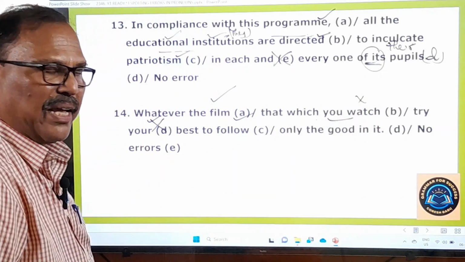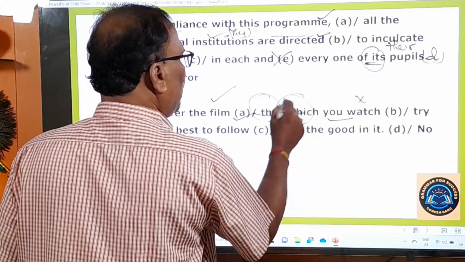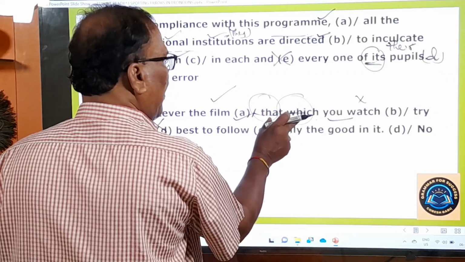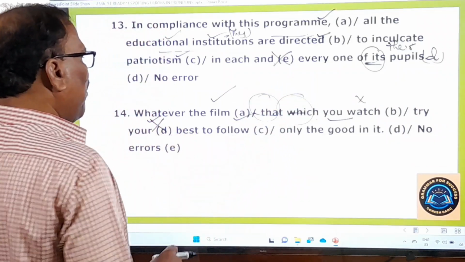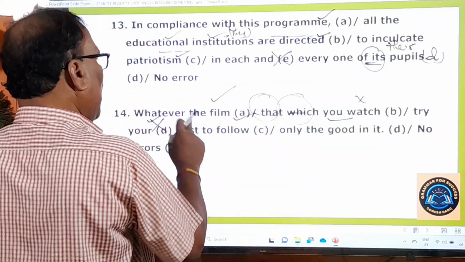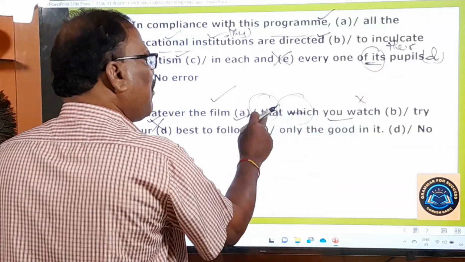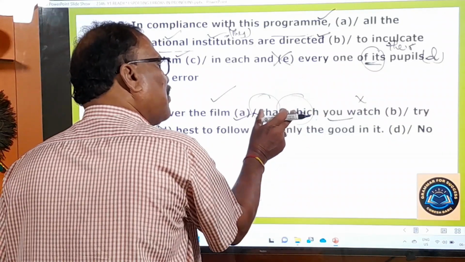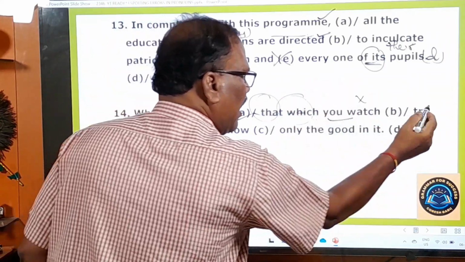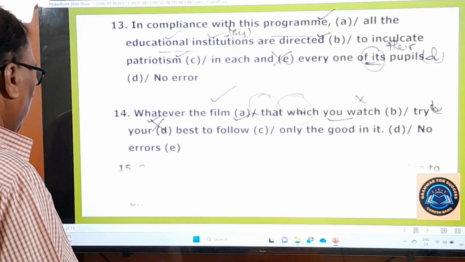What mistake is there? Here two relative pronouns are used, that used and which used. These are the two relative pronouns. Only one of them you should have used. So whatever the film that you watch, that is correct. Whatever the film which you watch, that is also correct. Any one of them you should have used, but two relative pronouns you have used. That is why this part has a grammatical error, and here B is your answer, right?